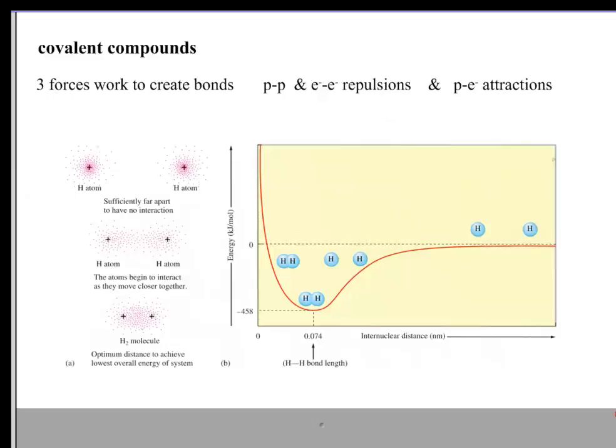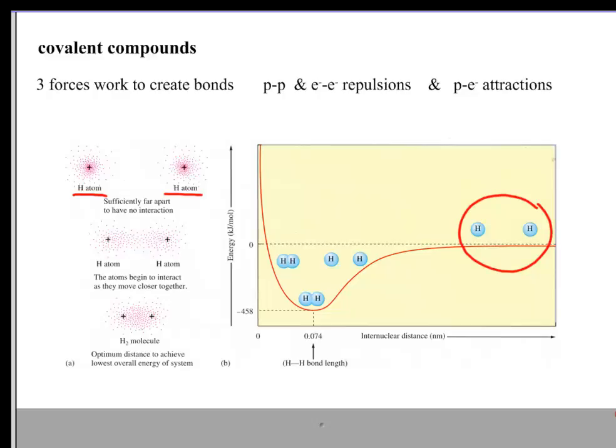So if we take a look at this diagram, on the left here we have a hydrogen atom, and the dots represent the probable location of the single electron. Not that it has that many electrons, but those are all possible locations for the electron in that atom. Here's the right-hand hydrogen atom. Their electron clouds don't overlap. They're far enough apart, no interaction. And so that's going to be here on our energy chart. They essentially have no energy.